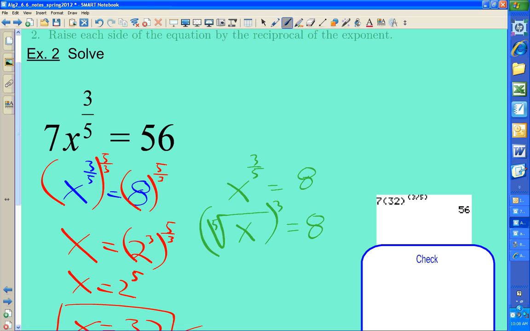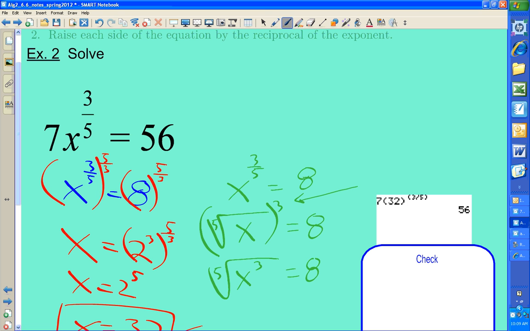But if that 3 on the outside is going to bother you, it might be easier to say, I'm going to do the 5th root of x to the 3rd equals 8. Either of those lines will get you to where you want to be. If you use the first line with the 3 on the outside right here, then you're going to cube root both sides next.